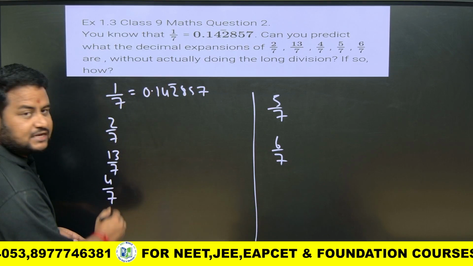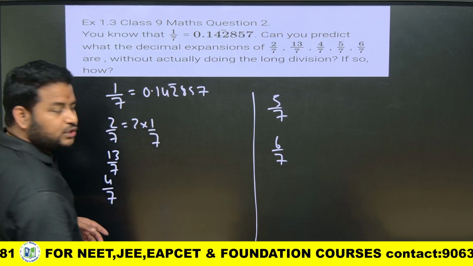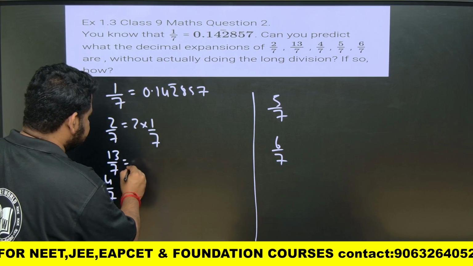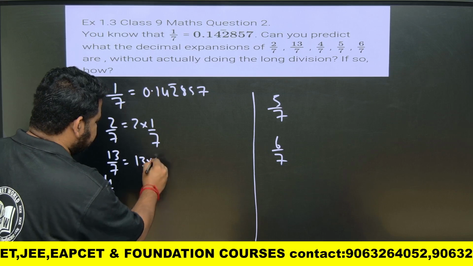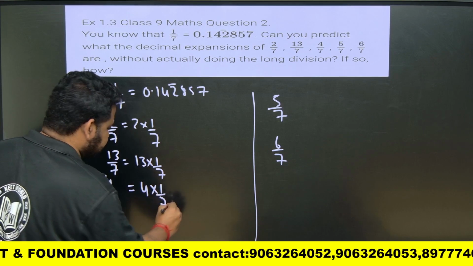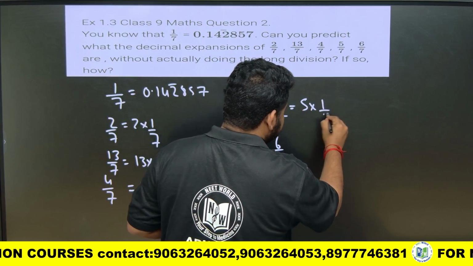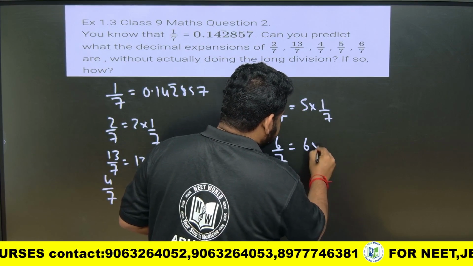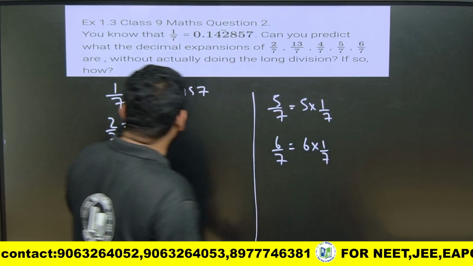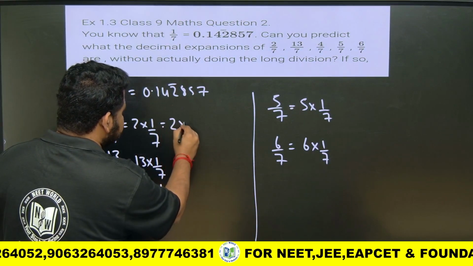Now 2 by 7 can be written as what, friends? 2 by 7 can be written as 2 into 1 by 7. Similarly 3 by 7 can be written as 3 into 1 by 7, 4 by 7 as 4 into 1 by 7, 5 by 7 as 5 into 1 by 7, and 6 by 7 as 6 into 1 by 7. Now what is the value of 1 by 7? The value of 1 by 7 is given here. So I can write it as 2 into what is given?